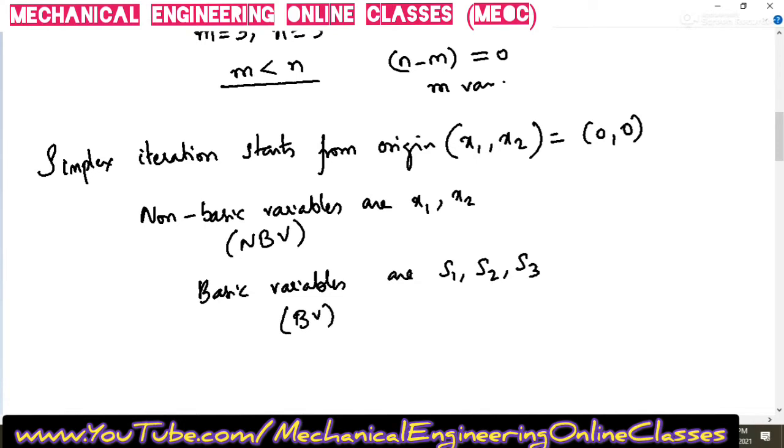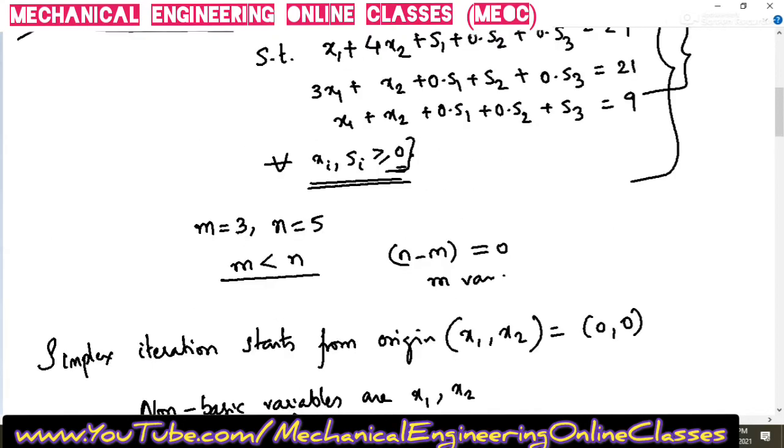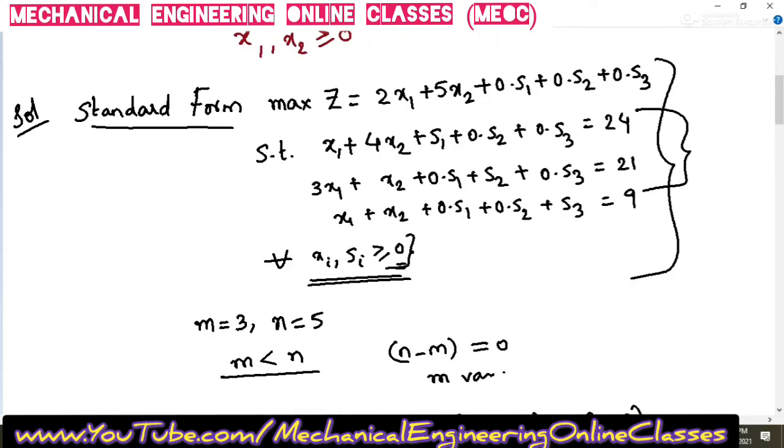So if you're not understanding what a basic solution is or what non-basic variables or basic variables are, you can find the link in the description. It is already clearly explained. Now for this combination of values, so keeping x1 and x2 as 0, we can find s1, s2 and s3. So when x1 becomes 0, x2 becomes 0, s1 will come out to be 24, s2 will come out to be 21. Similarly, s3 will be 9.